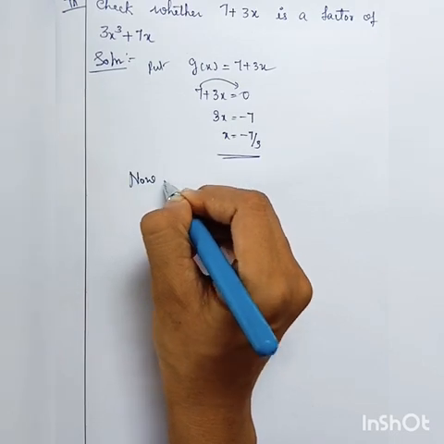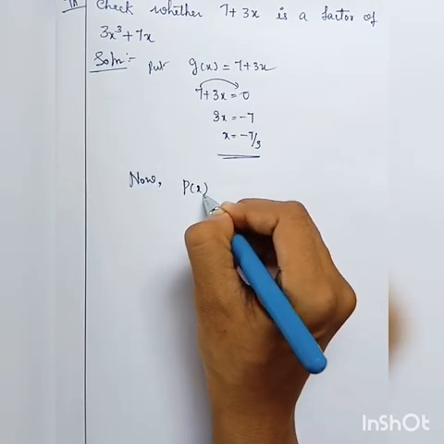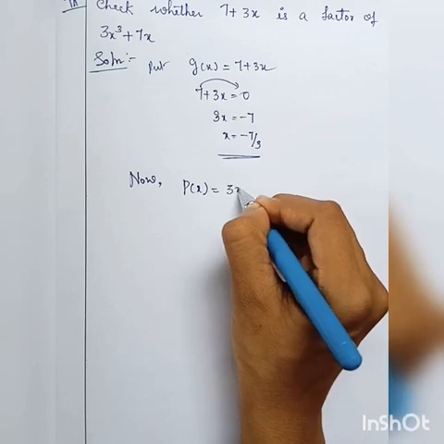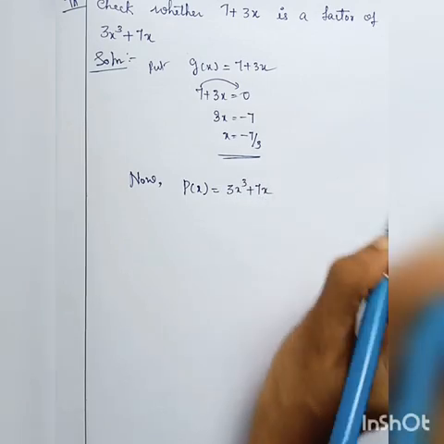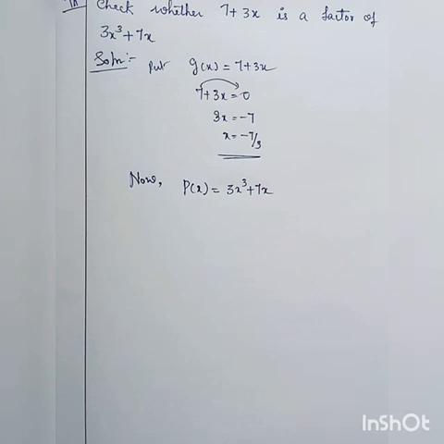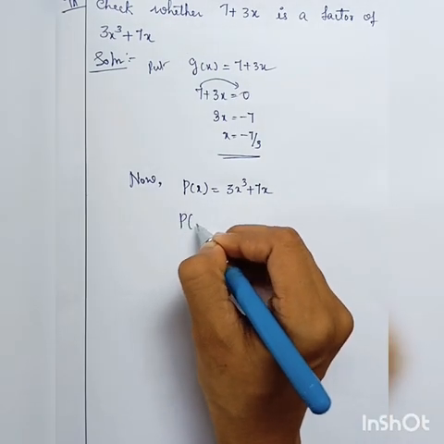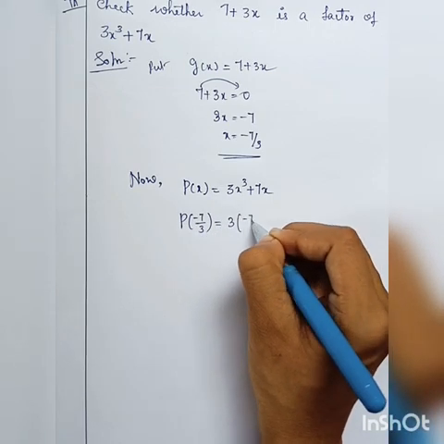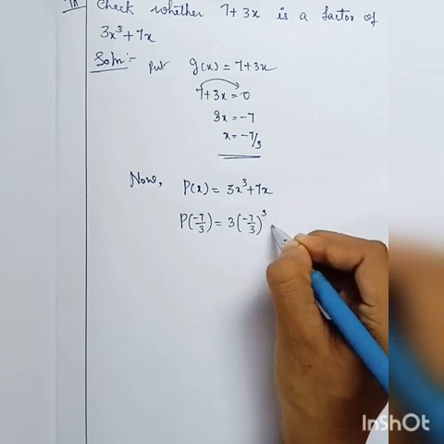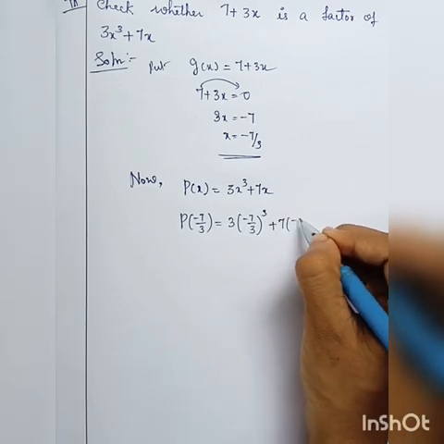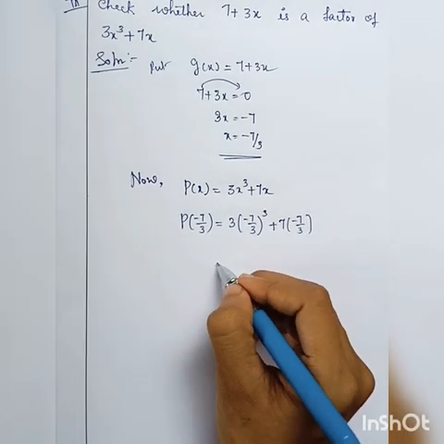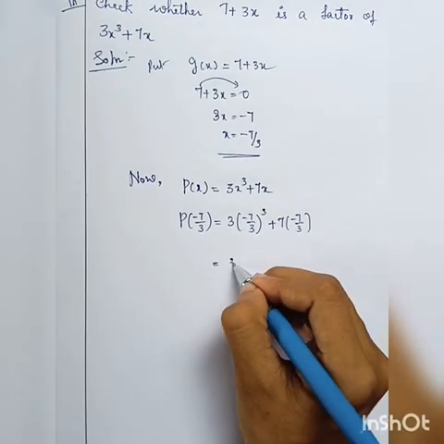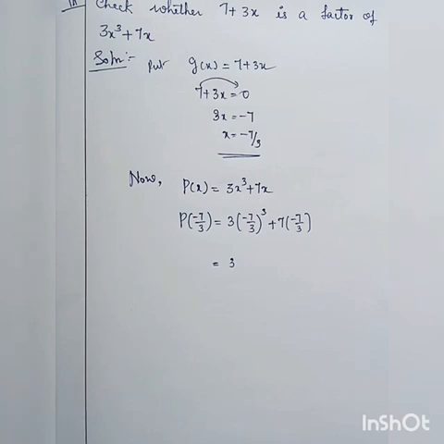Now what is p of x? P of x is equal to 3x cube plus 7x. So in the place of x, what do you have to substitute now? Minus 7 by 3. Substitute. P of minus 7 by 3 is equal to 3 into minus 7 by 3 the whole cube plus 7 into minus 7 by 3. So 3 into 7 cube, how much is 7 cube? 7 into 7 into 7, that is 343.